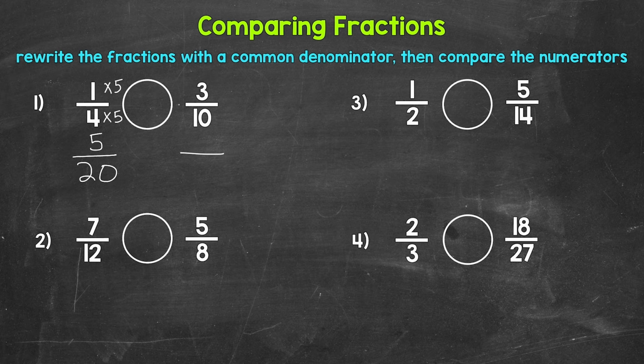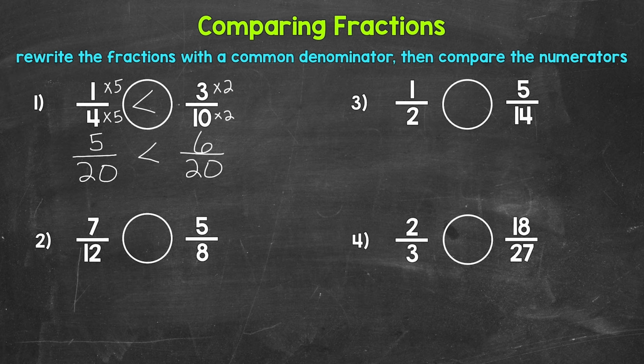Now let's do 3/10. So how do we get 10 to equal 20? Well, 10 times 2 gives us 20. Whatever we do to the denominator, we must do to the numerator in order to keep this equivalent. 3 times 2 gives us a numerator of 6. So we get 6/20. 6/20 is greater than 5/20. So going back to our original fractions, that means 3/10 is greater. Reading this from left to right, 1/4 is less than 3/10.